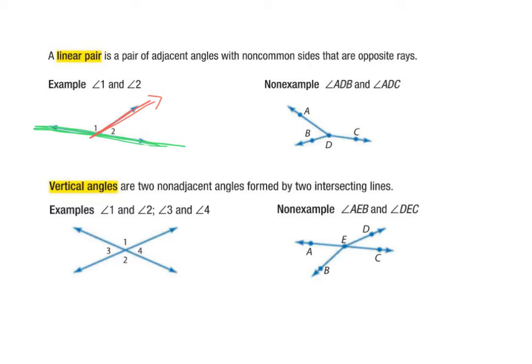Vertical angles are angles that are not adjacent, meaning they are not next to each other, and they're usually formed by two intersecting lines. So a vertical angle in the example below is any angles across from each other. So 1 and 2 would be considered vertical angles, and then 3 and 4 would be considered vertical angles. Those two angles would be special because vertical angles will always be congruent. So I know that angle 1 and angle 2 will have the same measure. Angle 3 and angle 4 will also have the same measure.